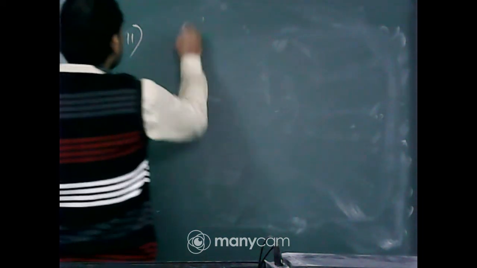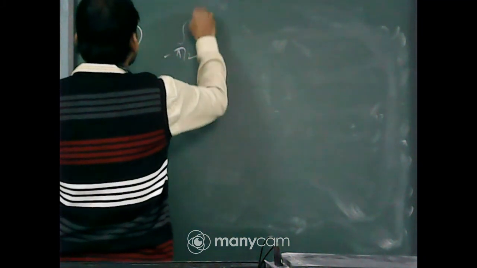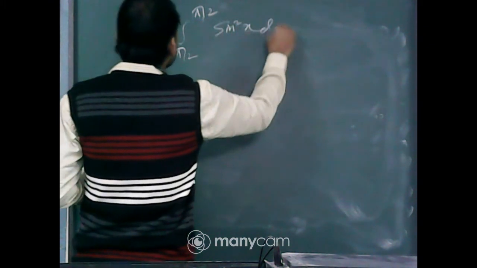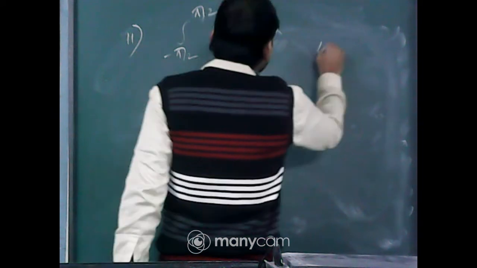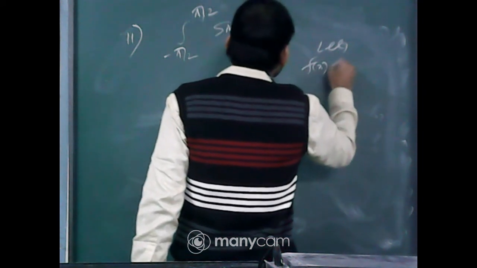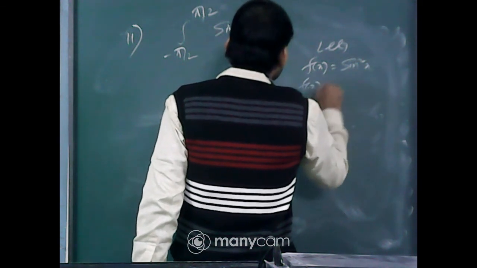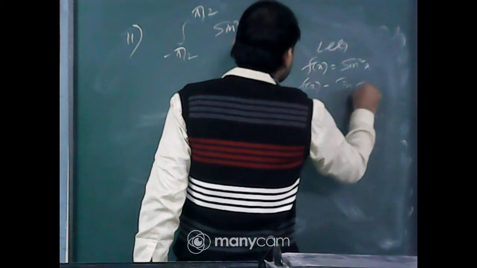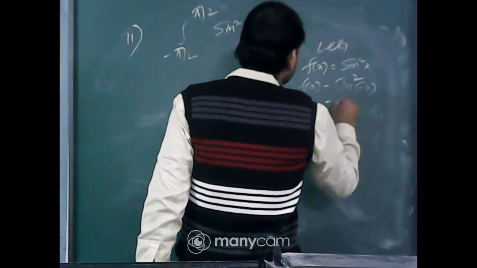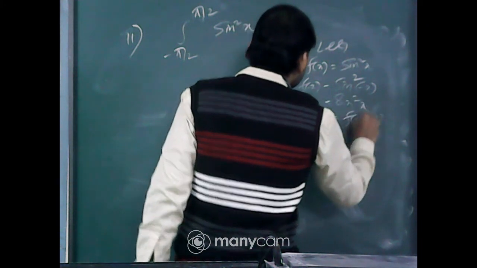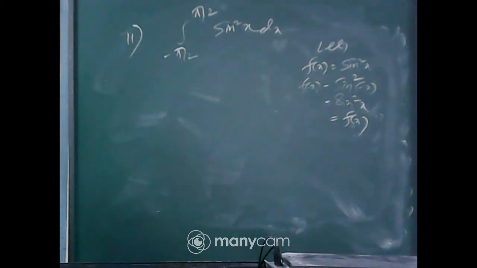Here it is integration minus pi by 2 to pi by 2 sine square x dx. Let us take f of x equals sine square x. So f of minus x equals, instead of x it will be minus x, that means again sine square x. That means it will give you f of x. So f is an even function. So here I am using the property 1 of P7.